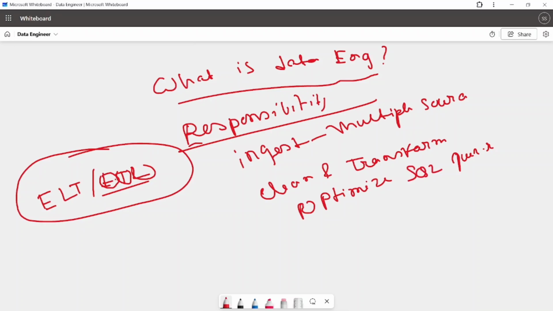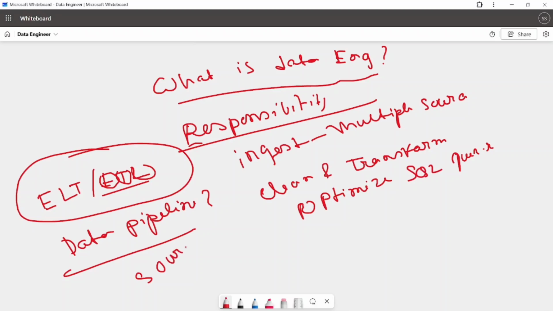What is a data pipeline? This is also important. A data pipeline is a sequence of steps that moves data from source to destination. So you have to build a pipeline where the data will be moving from source to target, while performing transformations. This is called a data pipeline.